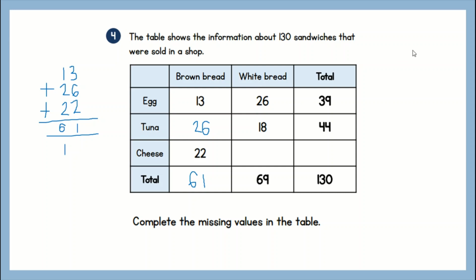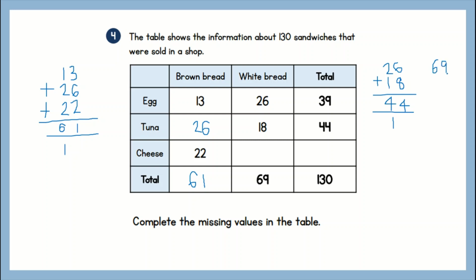Now to work out how many cheese sandwiches were sold on white bread. We're going to do 26 plus 18. 6 plus 8 is 14. 2 plus 1 is 3. Plus 1 is 4. 44. Now we're going to take it away from 69.